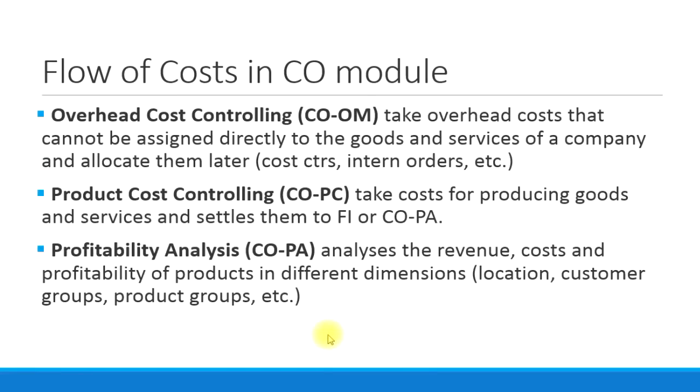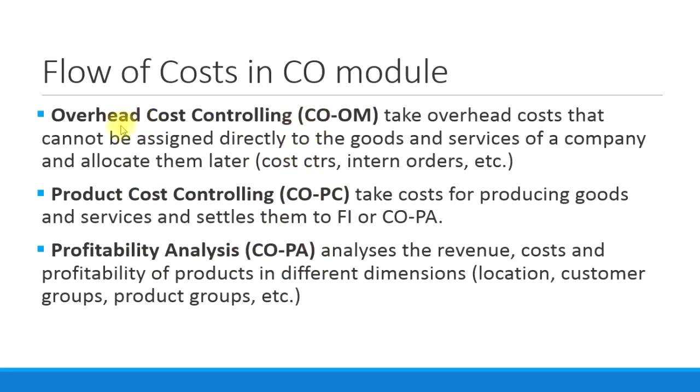Now let's look at how costs flow within the CO module. In our earlier slide, we looked at how costs flow to the CO module. Now let's see how they actually flow within the CO module. You can easily break this down into 3 different categories: overhead cost controlling, that is COOM, product cost controlling, which is COPC, and profitability analysis, which is COPA.